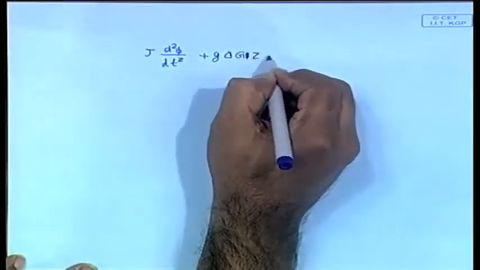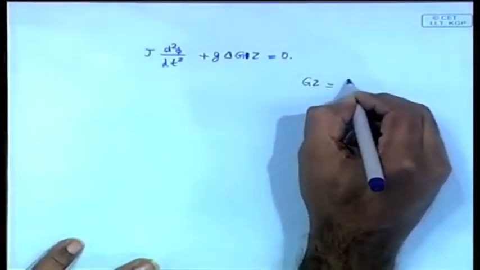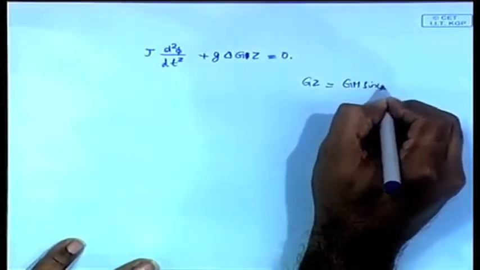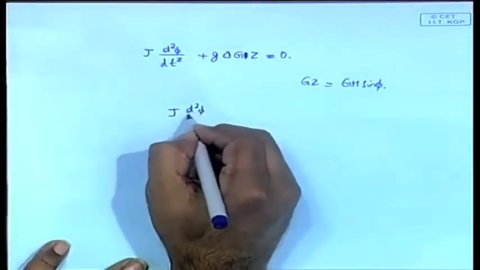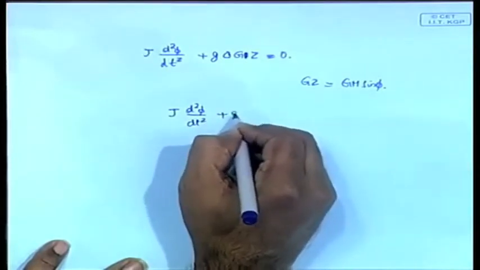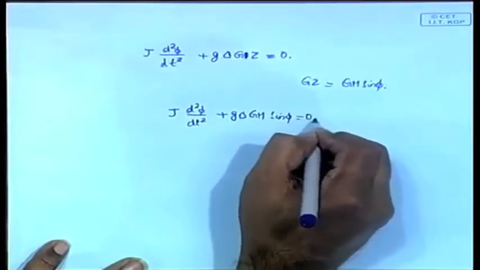It was J d squared phi by dt squared plus g delta Gz equal to Mh. Here I have just set the healing moment Mh to 0, therefore, J into d squared phi by dt squared plus g delta Gz is equal to 0. Now, remember the formula, Gz is equal to GM sin phi. There is such a formula which you have to remember. So, J into d squared phi by dt squared plus g delta GM sin phi equal to 0.